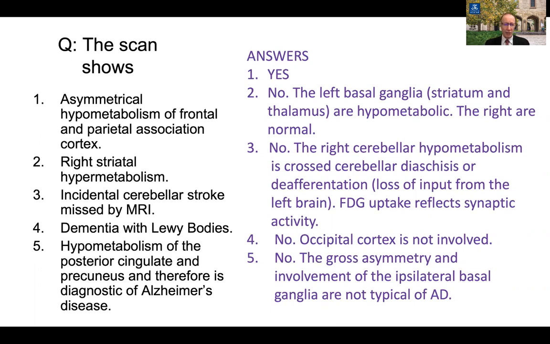And is it diagnostic of Alzheimer's disease? Well, no, there are some atypical features. The gross asymmetry and involvement of the basal ganglia are not typical of AD, nor is crossed cerebellar diaschisis. So this should be making us seriously think, there are mixed features. This is not a straightforward case, but these features make you pause and think carefully about your diagnosis.